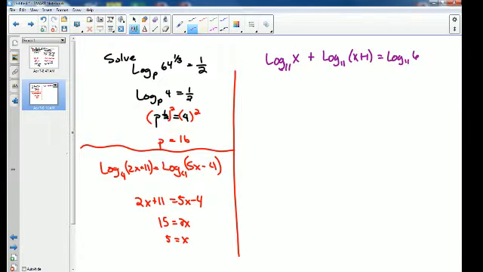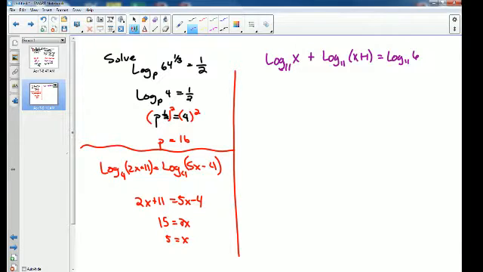We have log base 11 of x plus log base 11 of x plus 1 equals log base 11 of 6. And your x is the exponent, correct? There is no exponent in this problem. Why are you guys thinking exponents? The log base 11 of x is not 11 to the x. Right.